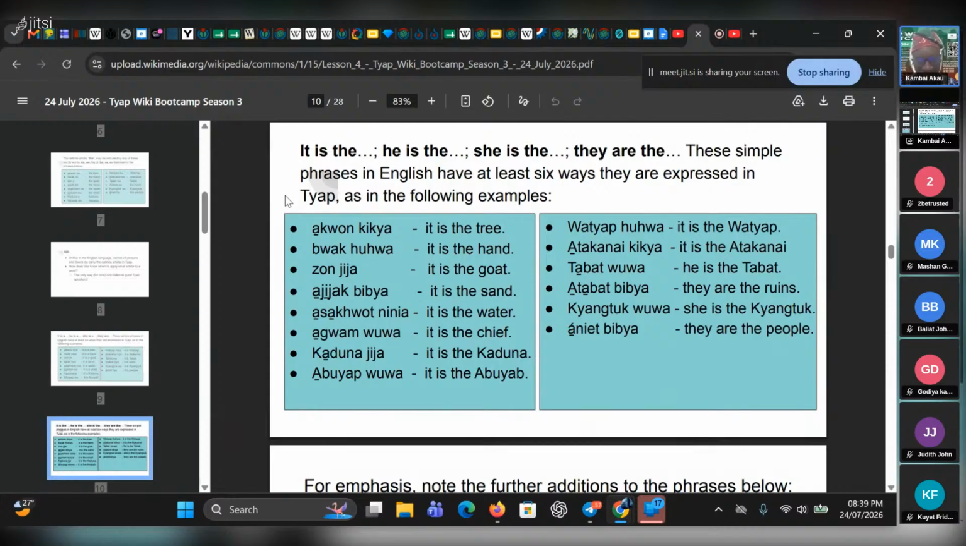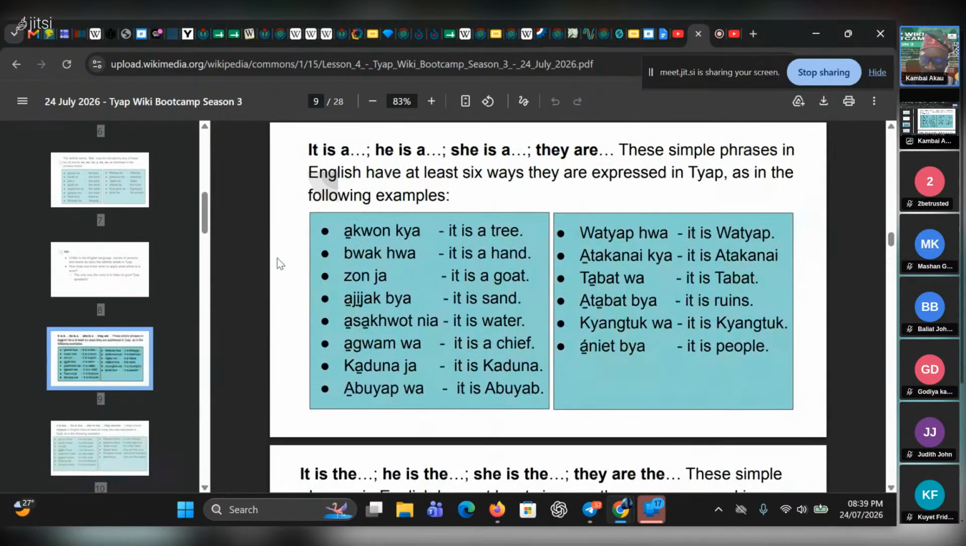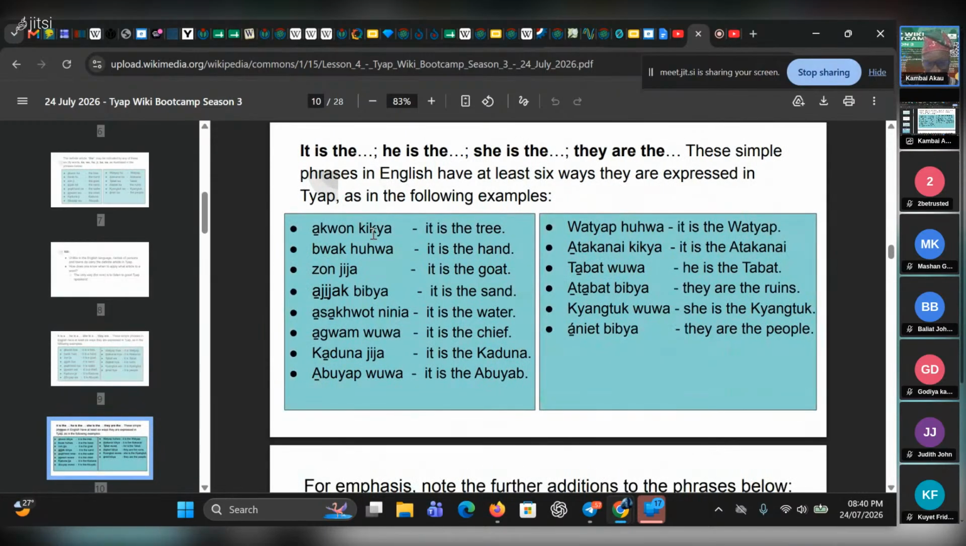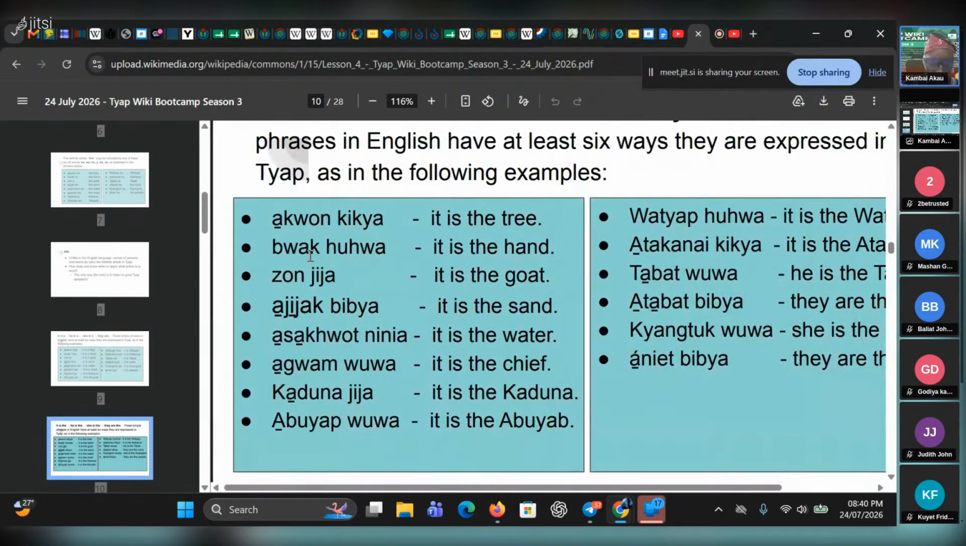You are very definite about that very object you are pointing at. What is this? Or which tree did those people cut? So you just say Okwenkikia. It is the tree. You already know what particular tree you are talking about. But if you just say Okwenkia, maybe any tree at all. But this one, Okwenkikia, there is something definite that you are talking about. There's a particular tree.